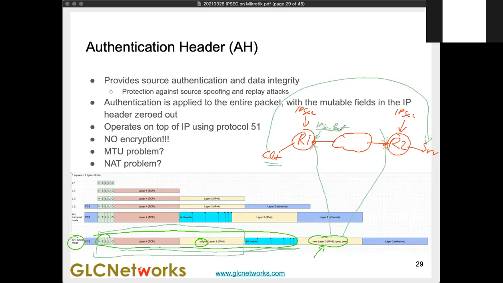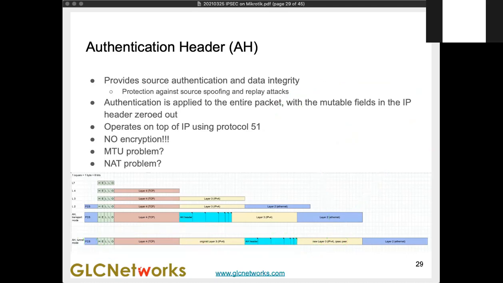So this is tunnel mode. Packets arriving at router 1 will be wrapped by IPsec and then sent to the peer here. And then at the destination, router 2, the packet will be decapsulated and decrypted and then forwarded to the destination. So that's the fundamental difference between transport mode and tunnel mode. Again, if you see AH, there is no encryption here. It only provides authentication and data integrity.